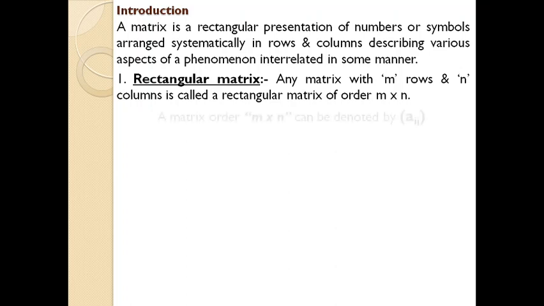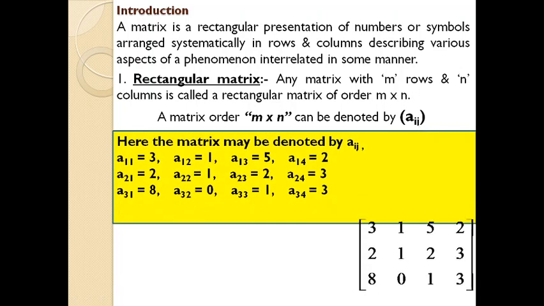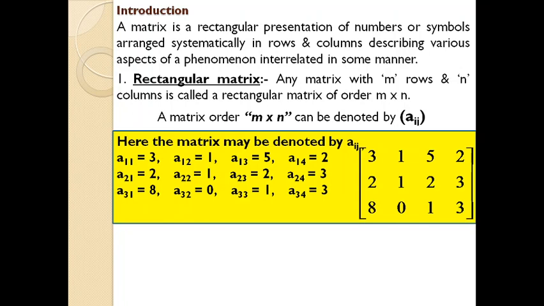Let's see one example. A matrix of order m into n can be denoted by Aij. Here A with subscript i and j. The symbol signs may look similar, but the letters are i and j. i represents row and j represents column. So let's deal with an example. See, this is a matrix. It's a rectangular matrix because it consists of rows and columns where there are 3 rows and 4 columns.